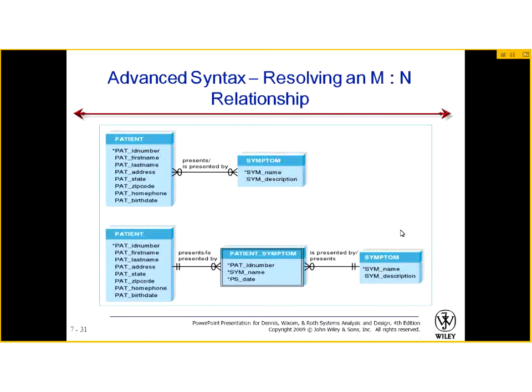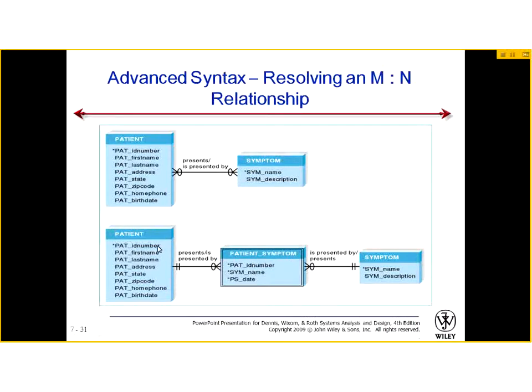For example, if you see here, in this diagram, both are actually representing the same. The upper diagram is showing the many-to-many relationship between patient and symptom entities. And when you resolve this by introducing an intersection entity, which you are calling patient symptom, now this many-to-many relationship is resolved, and you have this entity which is having one-to-many relationship and many-to-one relationship.